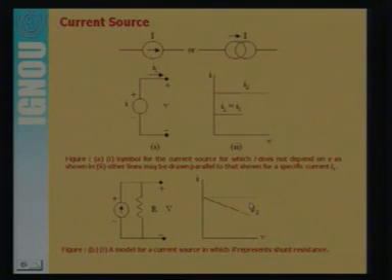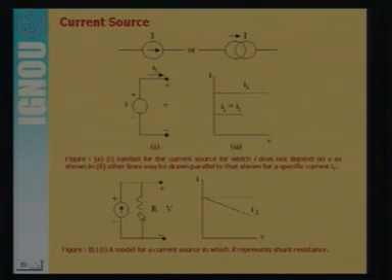But if there is some drop and we are not getting the complete current, then this is the practical case, just shown by this figure. So this is the second case, due to the internal resistance of the current source. Suppose we want to make this current source ideal, then what should be the value of this resistance?